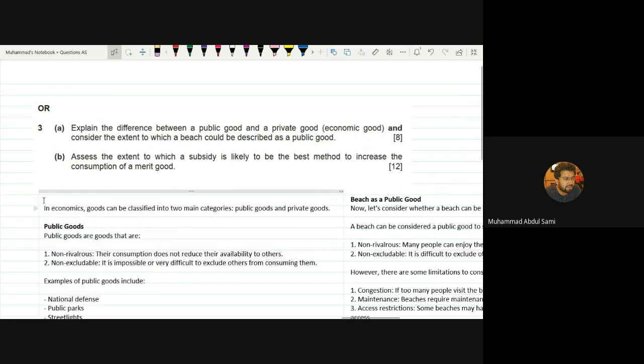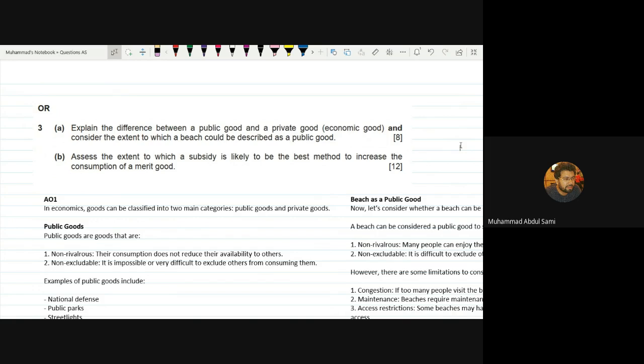First, the AO1. Like we have already studied, in assessment objective 1, we need to define a concept in terms of definition, example, explanation, schedule, graph, or any equation for that particular matter. So this may all be included in AO1. We start with AO1: in economics, goods can be classified into two main categories. One is public goods, the other is private goods.